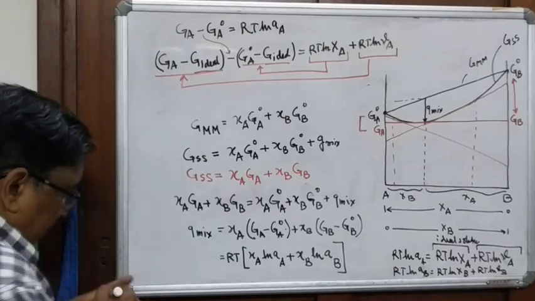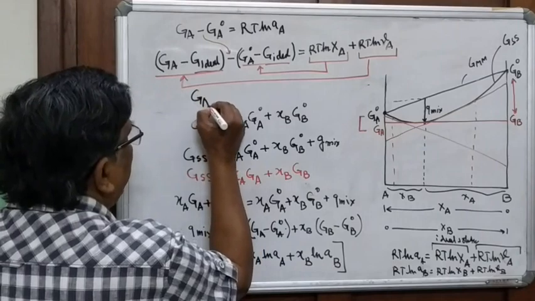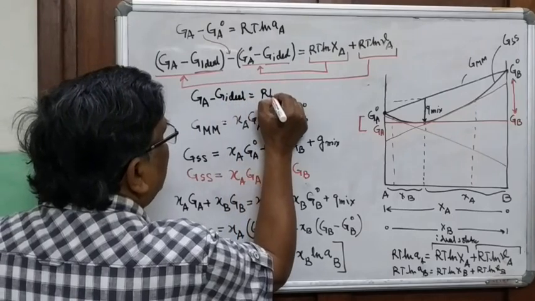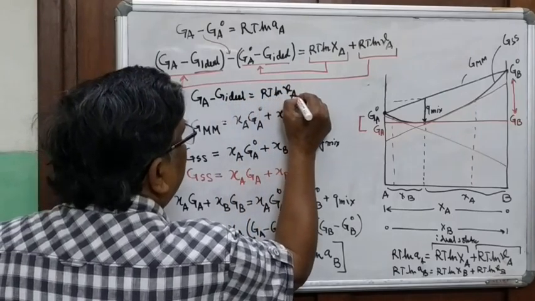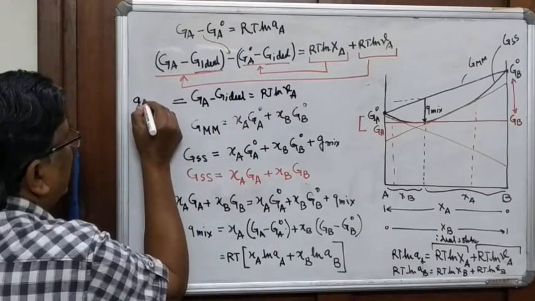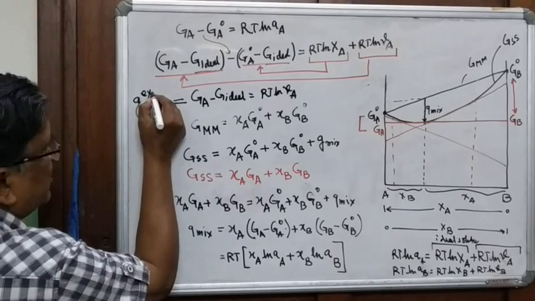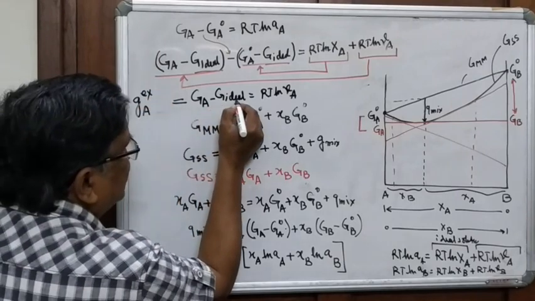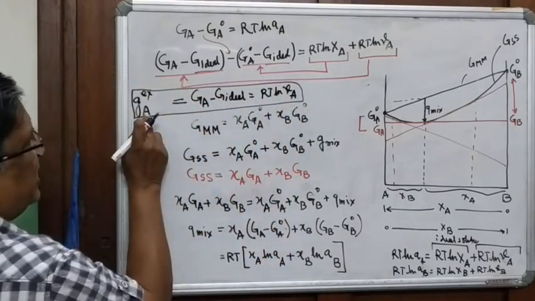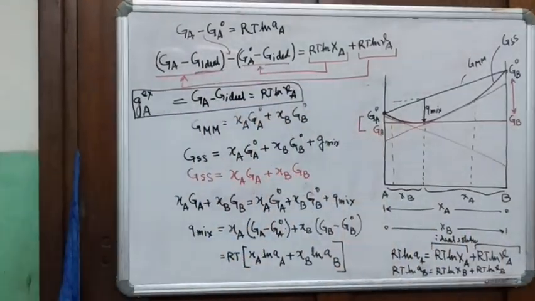So what happens is, you can write, this is what I was trying to tell you, GA minus G ideal is equal to RTL and gamma A. This also can be written as G excess mixing of A is equal to GA minus G ideal is equal to RTL and gamma A. A similar equation can be written for B.